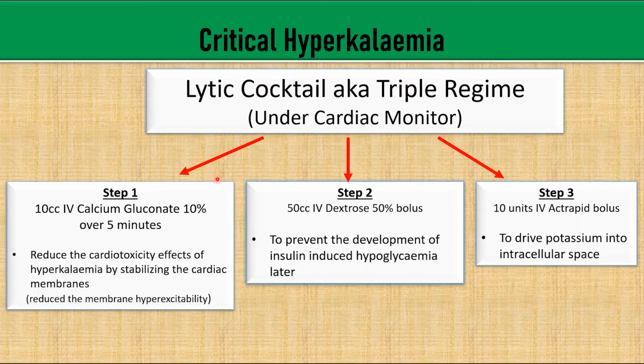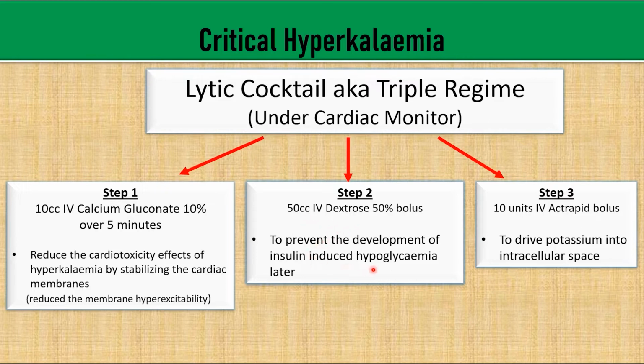The first component is 10 ml of calcium gluconate 10% over 5 to 10 minutes. The mechanism of action of this drug is to reduce the cardiotoxic effects of hyperkalemia by stabilizing the cardiac membranes, because as you know, critical hyperkalemia increases the risk of life-threatening or even fatal cardiac arrhythmias.